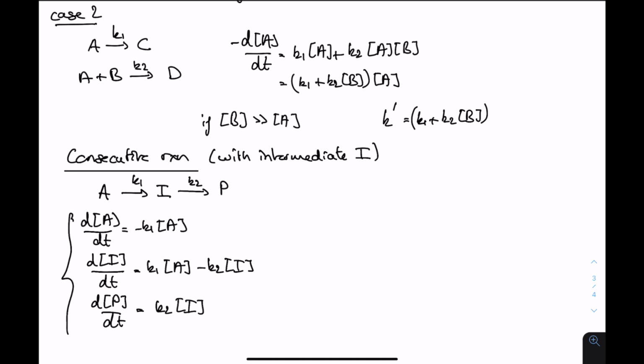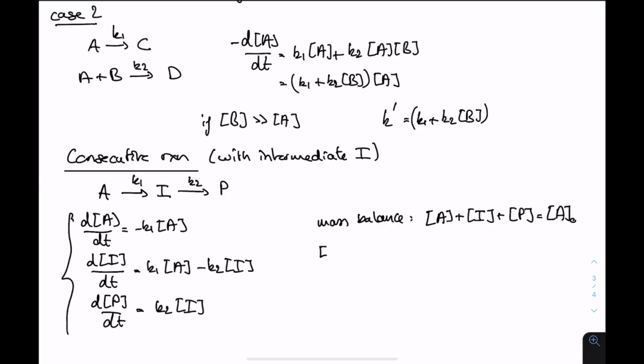Okay, mass balance, right? Concentration of A plus that of the intermediate plus that of the product will be the same as A0. So we can integrate all of these as we've done before. A is A0 times e to the minus K1 times t.